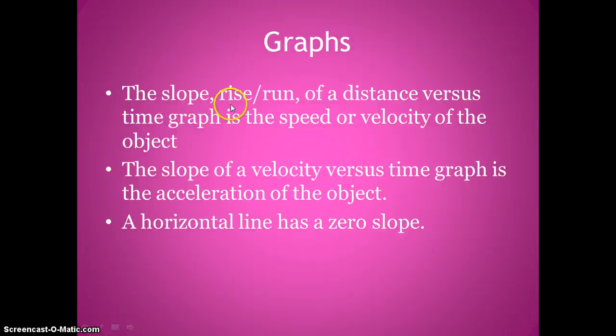Graphs. The slope, rise over run, of a distance versus time graph is the speed or velocity of the object. The slope of a velocity versus time graph is the acceleration of the object. A horizontal line on the graph means that the object has a 0 slope, or a 0 rate of change.